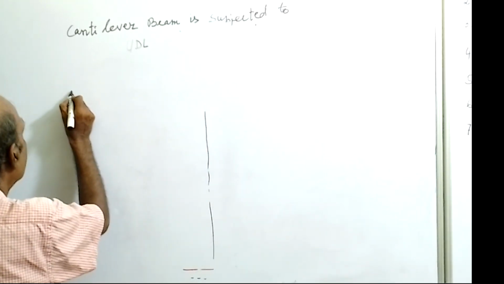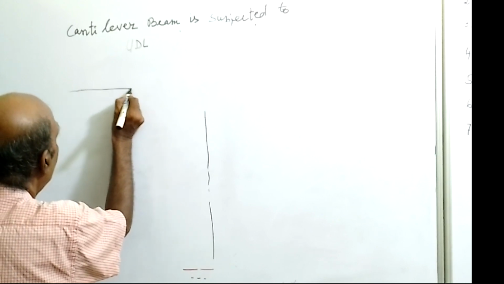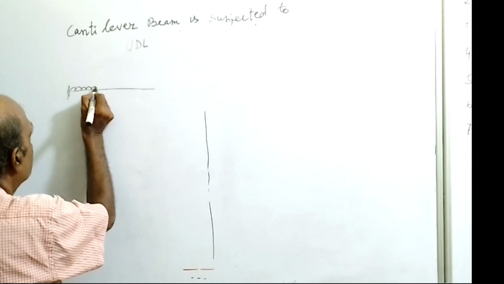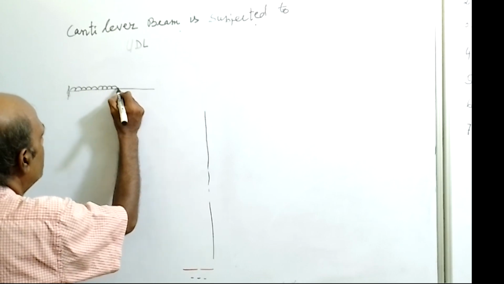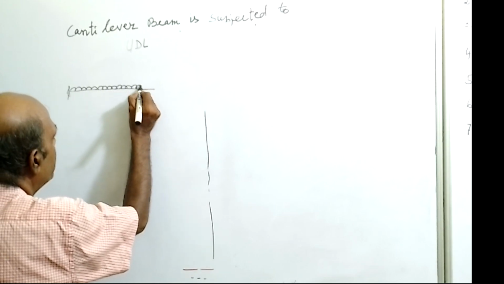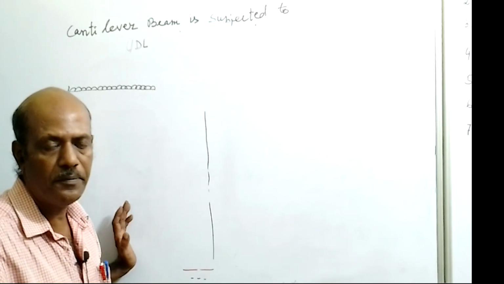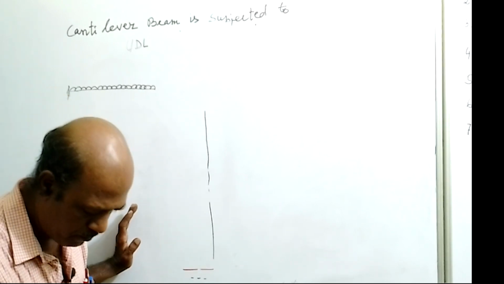Now this is the cantilever beam. The beam is under uniformly distributed load. What is uniformly distributed load? The load is evenly distributed over the whole span of the beam or part of the beam.